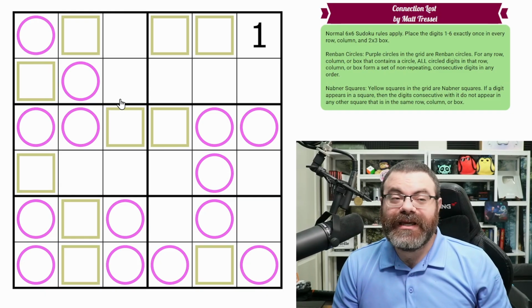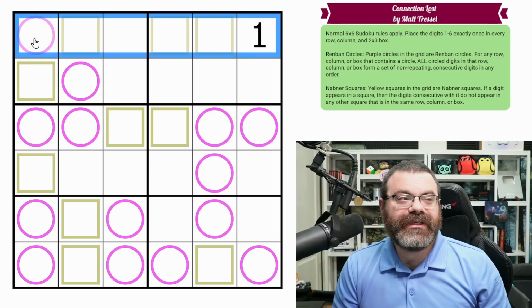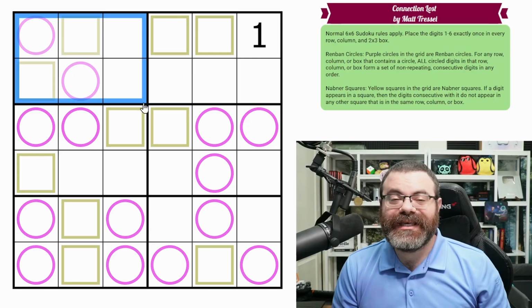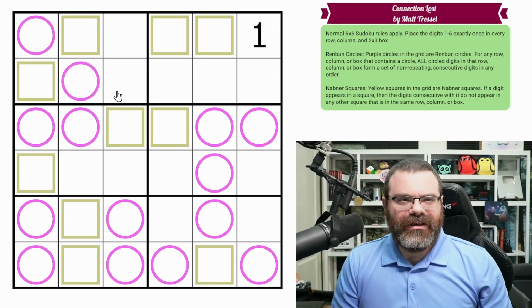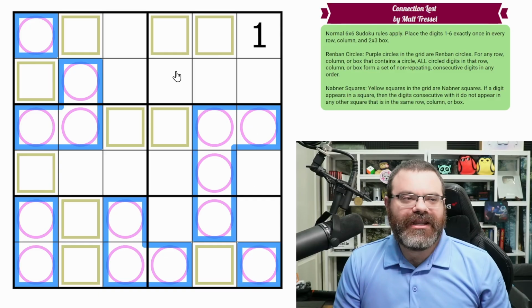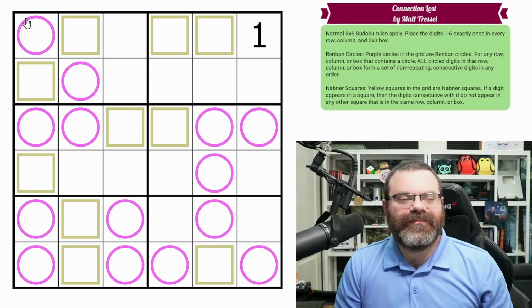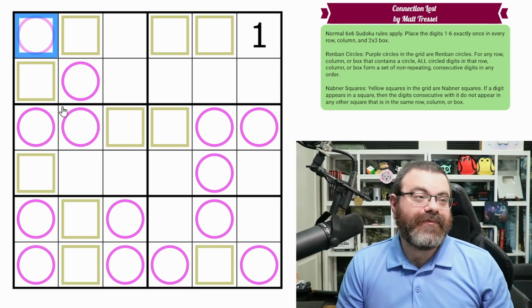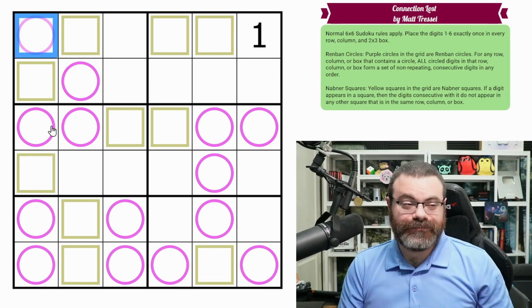We do have normal 6x6 Sudoku rules, so in each row, each column, and each 2x3 box, we are placing the digits 1 to 6 exactly once each. We also have these purple circles in the grid. These form kind of like imaginary Renban lines, a bunch of them. So for every row, column, and box, the circles that appear in that row, column, or box form a Renban.